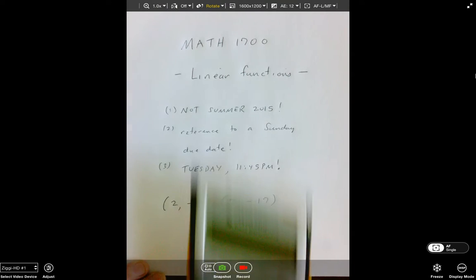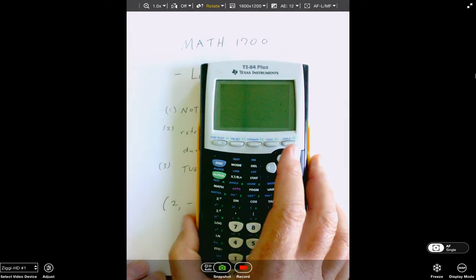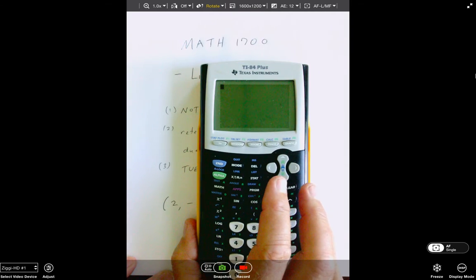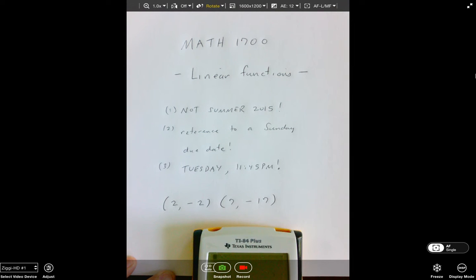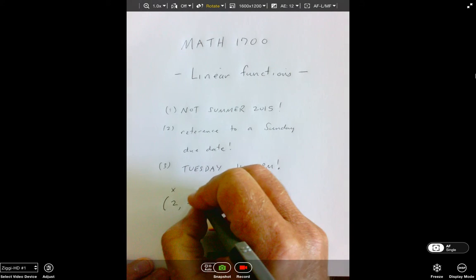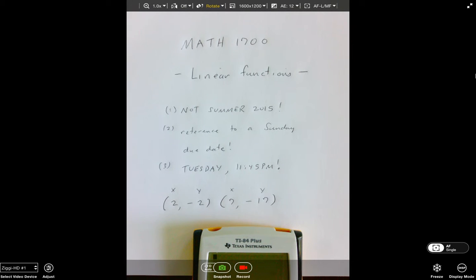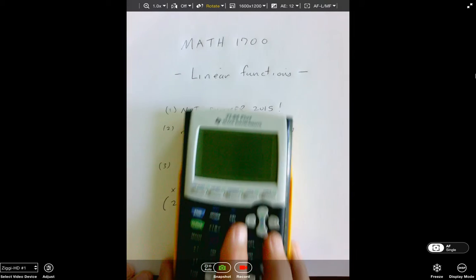So guys, for example, if your calculator's operating system works like this, I'm going to show you what to do. We have the points 2, -2, and of course this is the x part, that's the y part, this is the x part, that's the y part. And I'm going to teach you how to set up the points in your list editor and use kind of a cheating way to come up with the equation of the line.